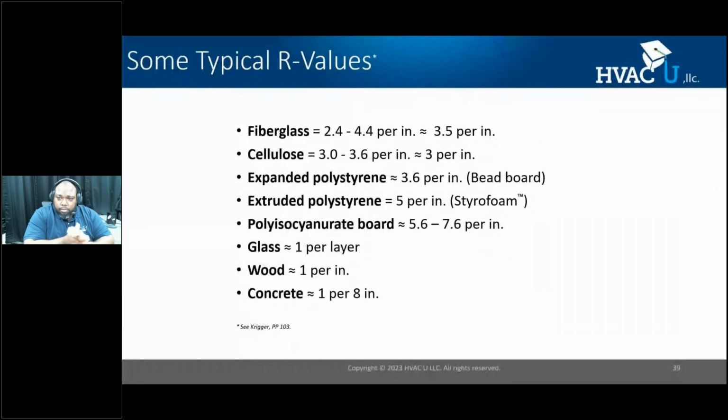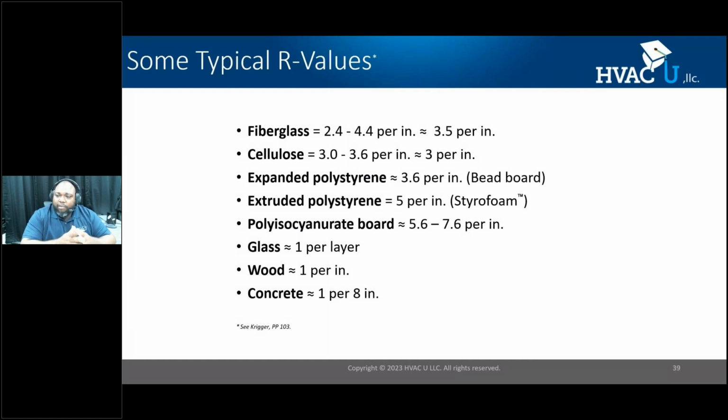All right. Here are some typical R values of building materials that we use. We have fiberglass. The average fiberglass number that we use is 3.5 per inch. You see that we have cellulose. Cellulose is another building product that's quite popular. That's around 3 per inch.